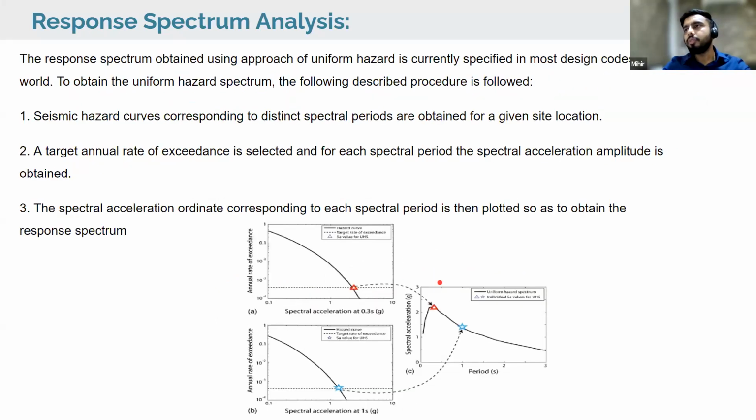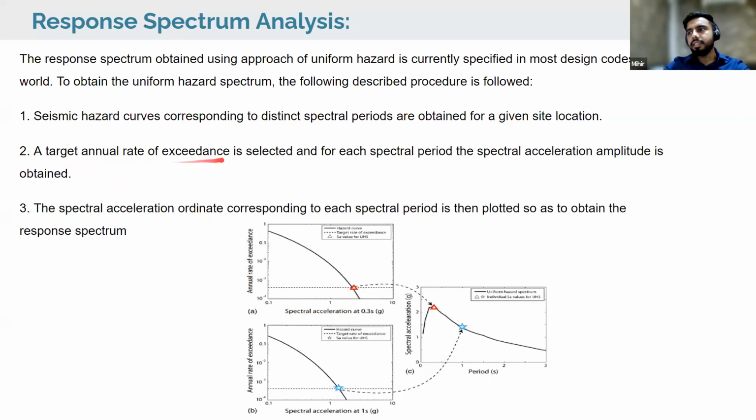Now, if we talk about how the response spectrum is actually plotted, the response spectrum is usually obtained from the uniform hazard, and it is currently specified in most design codes of the world. To obtain the uniform hazard spectrum, the following steps are used, as explained in the Kramer book. Seismic hazard curves corresponding to distinct spectral periods are obtained for a given site location. Seismic hazard curves are nothing but the spectral acceleration for a value, and then the annual rate of exceedance: for that spectral acceleration value, what is the annual rate of exceedance?